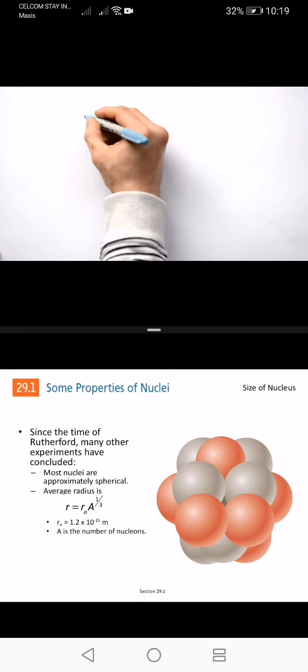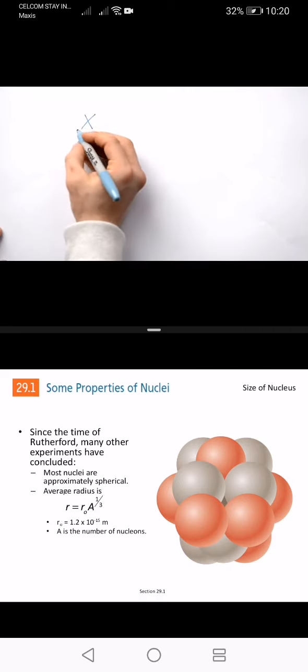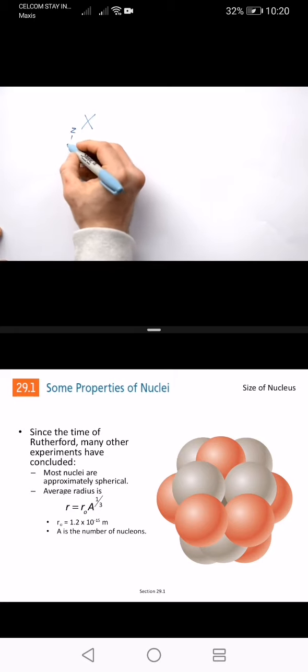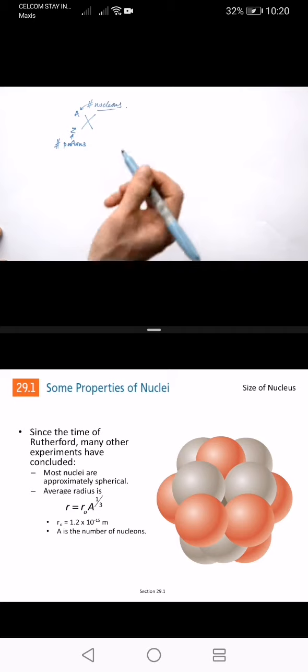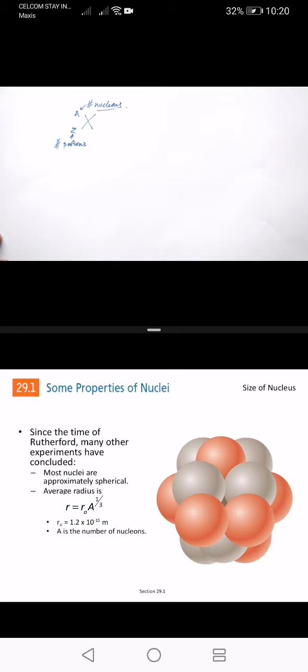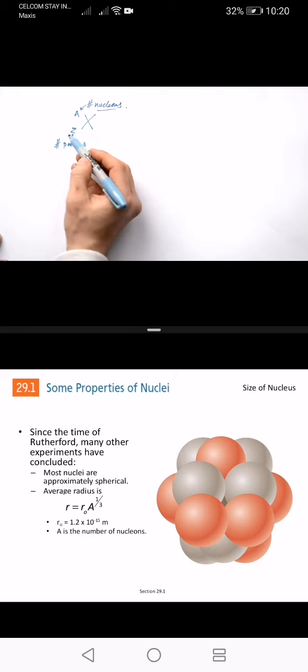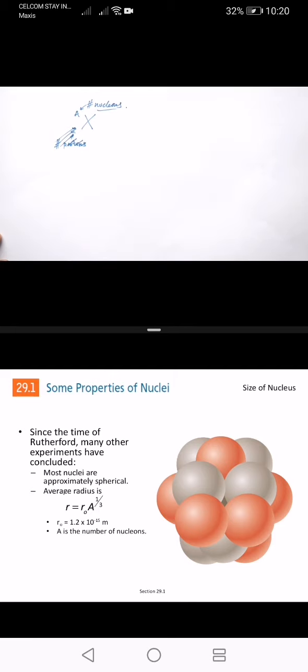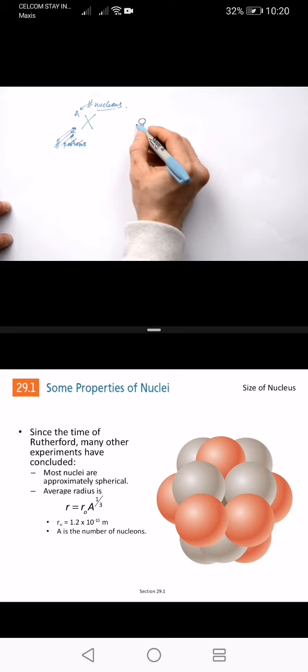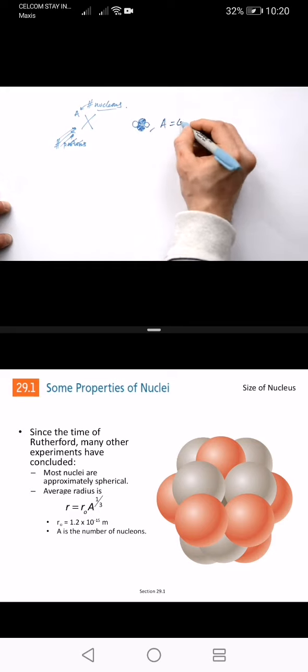Neutrons. Don't forget that whenever we have an element, we have the atomic number, that's the number of protons, and we have A, the number of nucleons. Now, if we're talking about the size of a nucleus, then we're not really concerned about the number of protons because we have protons and neutrons in a nucleus. So if we have a helium nucleus, 2 protons, 2 neutrons, A is going to be equal to 4.